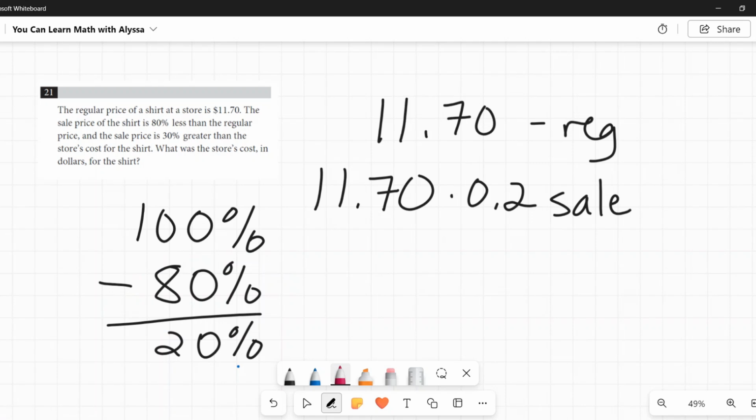Okay, so 1170 times 0.2 is going to be $2.34. That is my sale price.